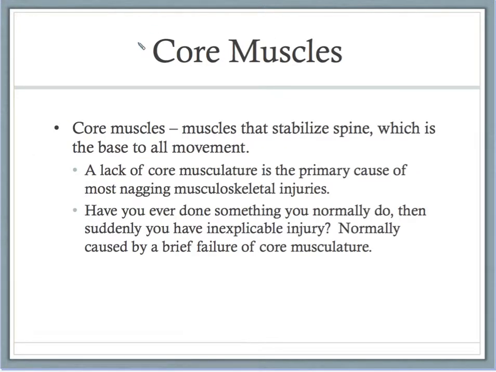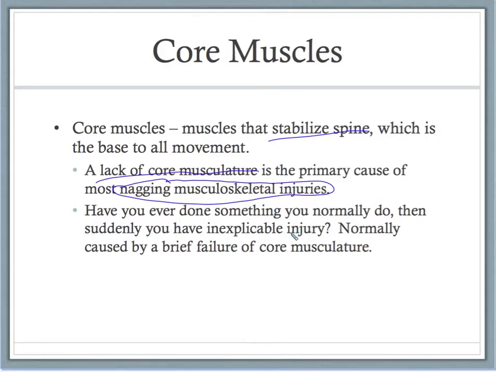For starters, you have core muscles, and their main function is to stabilize the spine, which is the base of all movement. A lack of core musculature is the main cause of those nagging injuries that people talk about, chronic back pain and things like that. A lot of that has to do with core musculature.